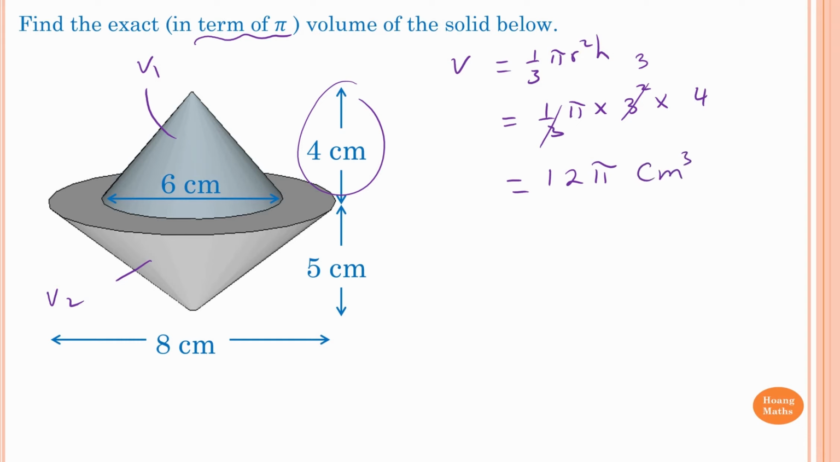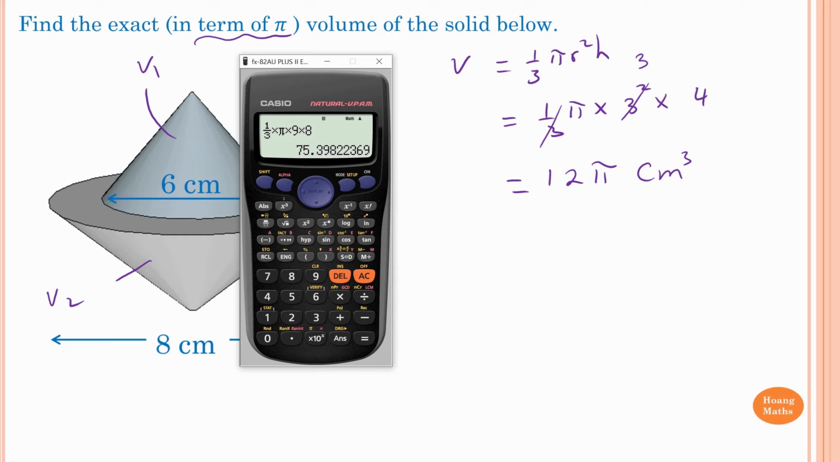Otherwise, you can just use your calculator. You go 1 over 3, and then you times by 3 squared, and you times by 4. You ignore the pi, okay? So 12. So that means 12 pi.